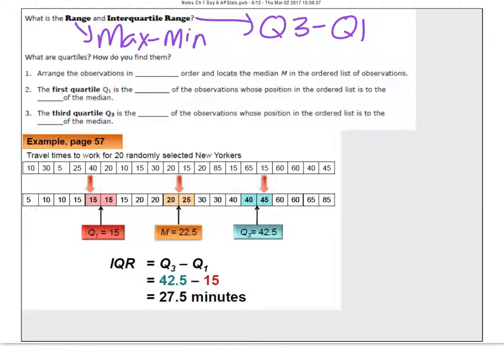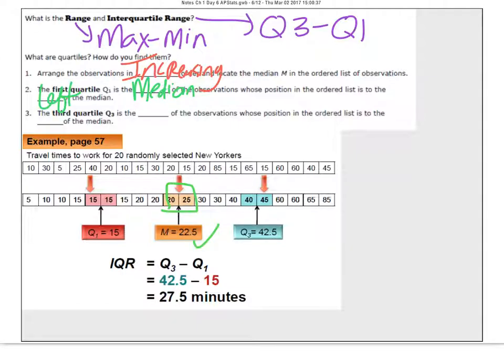To find the quartiles, you need to arrange the observations in increasing order, like we did for the median. After you do that, the first quartile is the median of the observations whose position in the ordered list is to the left of the median. If we look back at these 20 pieces of data about the New York travel times, they put the data in increasing order. When you find the median, there isn't one right smack dab in the middle, it's these two, so they added them up and divided by 2 and got the answer.